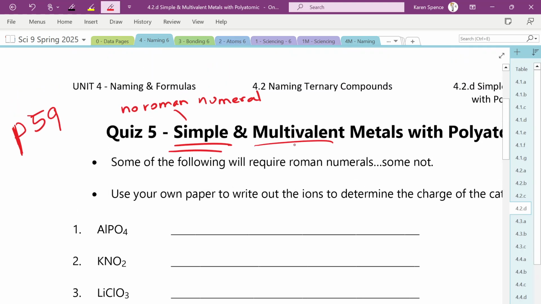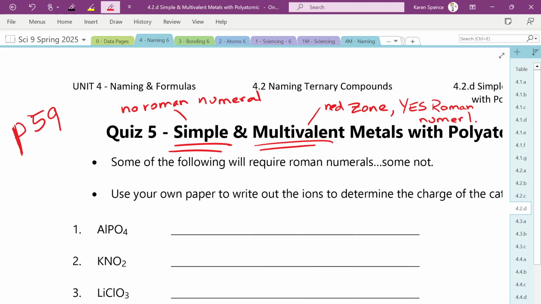And some that are multivalent, which is in the red zone. Yes, Roman numeral. And quiz 5 will have both of those. Okay?